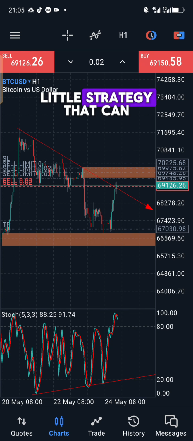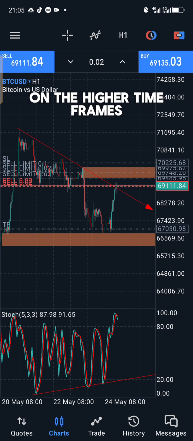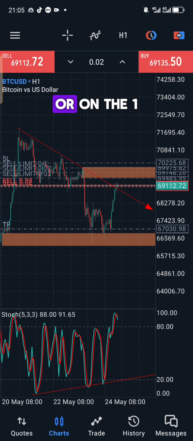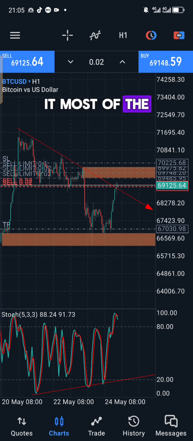This is just a little strategy that can help an individual trader who's struggling to find entries on the higher time frames or on the 1 hour. Look for divergence. Most of the times it works.